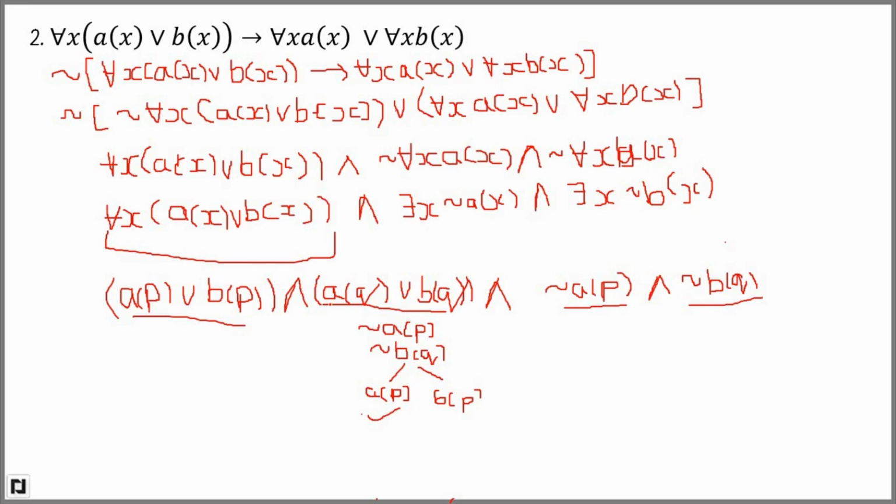So now we take this sum term. So here we write A(q) and B(q). So you can see here, negation of B(q) and B(q) close each other. So this branch is closed, but this branch is not closed. This is an open branch. So this predicate is not valid.